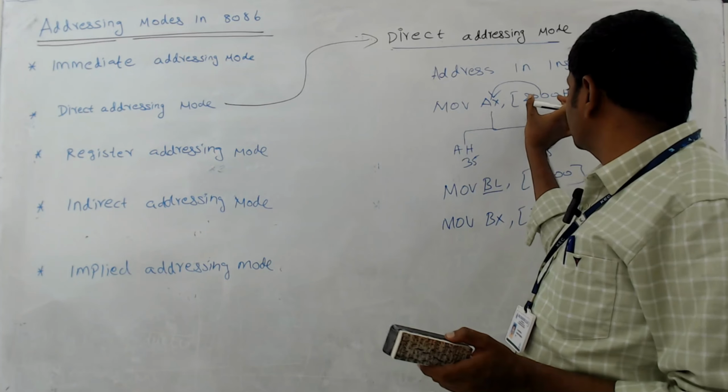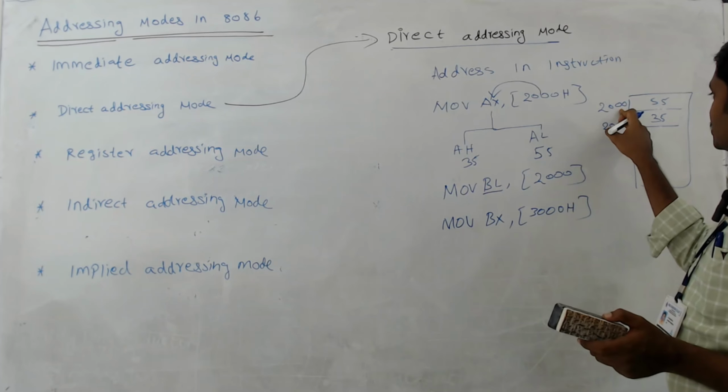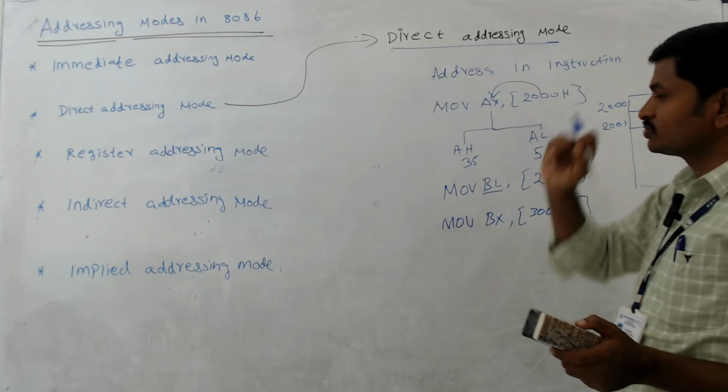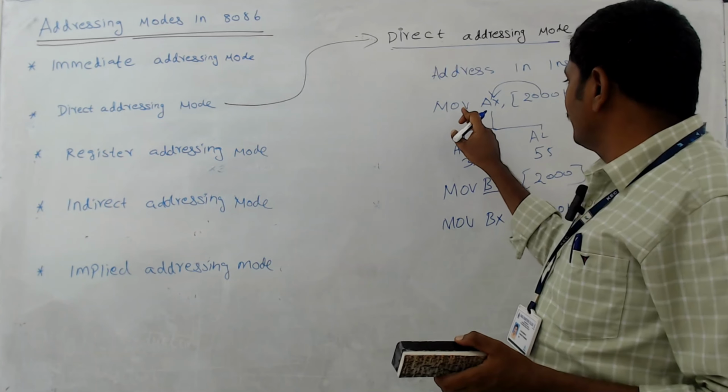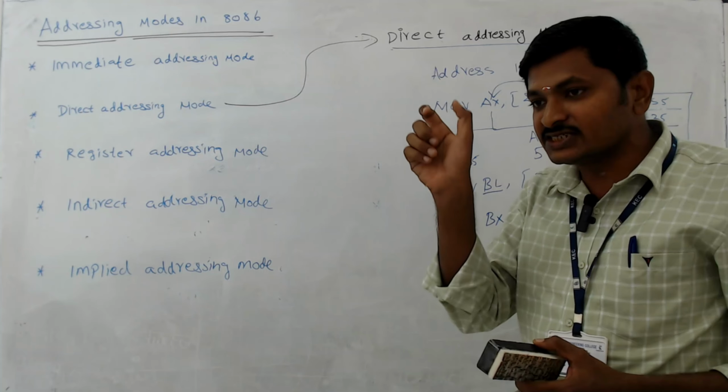So it will be considered as an address. So whatever the content is available in the address location 2000, that moves to the AX register. In case I don't mention it with the square bracket, if I am writing MOV AX comma without square brackets, it will be considered as data. Okay.